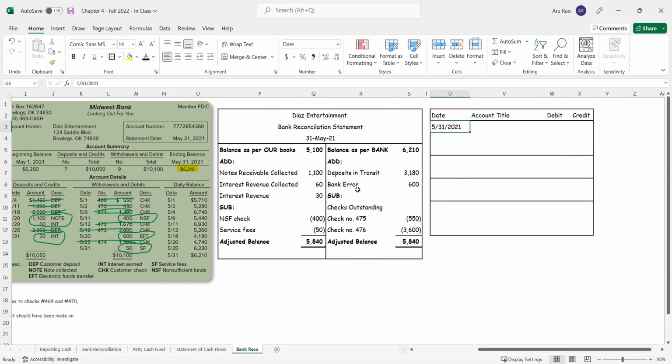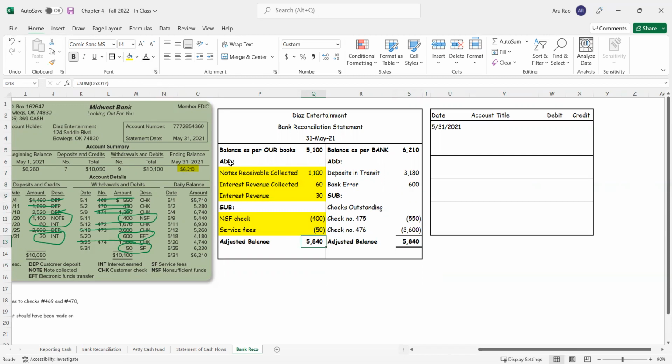These are the ones that need a journal entry. So we have these numbers and these numbers. My apologies. It's on our side, the balance as per books that we need to do the journal entry for. We need to move the number from 5100 to 5840. So let's see how we do.